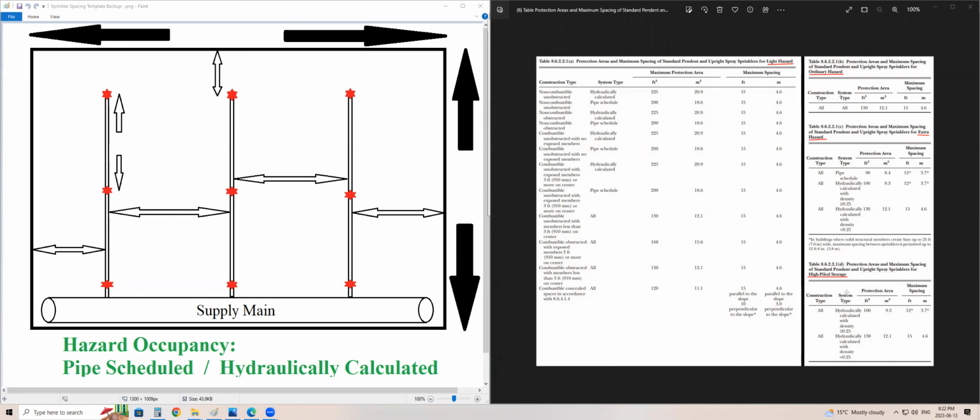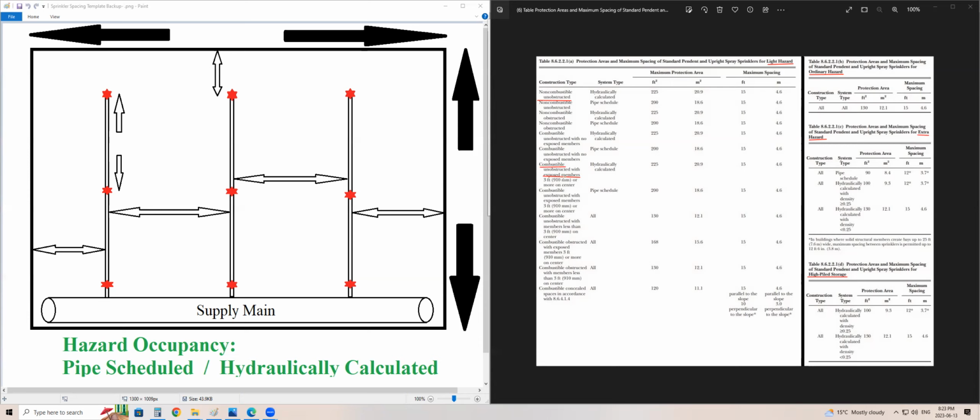I've already explained we got a few different charts based on the hazards, right? The type of hazard occupancy. And then we've got construction types. This is pretty straightforward. So we've got non-combustible, unobstructed construction for a light hazard occupancy, right? That's pretty straightforward. And then as we go down the list, we've got combustible, unobstructed with exposed members. So that could mean beams, joists, whatever, but it is combustible. So that would typically mean it's wood joists or something like that.